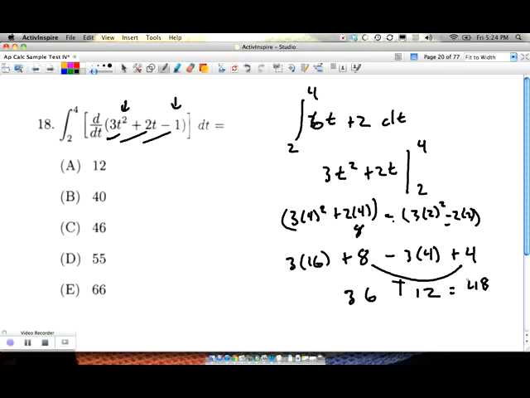Is it? What am I missing here? Do I have to go all the way back and check? I want to do that. 2 squared is 4. 4 squared is 16. 3 and 3. This is a 3. 6t is going to become 6t squared over 2. 2t from 4 to 2. Should be getting 48. And we got this 8 and this 4. I know you guys are probably seeing something I'm not.